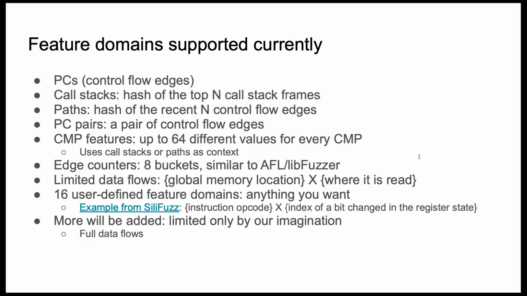Answering Ellie's previous question, the first things that generated us new bugs were paths and PC pairs combined. We don't know which one was the most important. And the second batch of bugs was received from CMP features. So when we started aggressively using data flow that goes into comparison instructions, that kicked in more bugs.